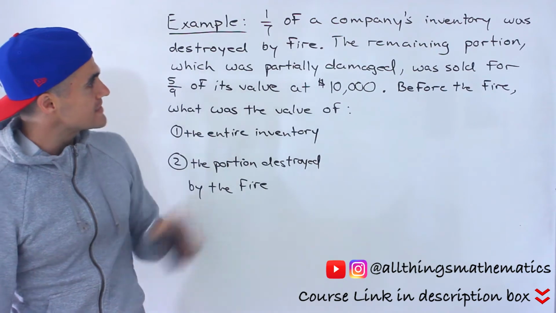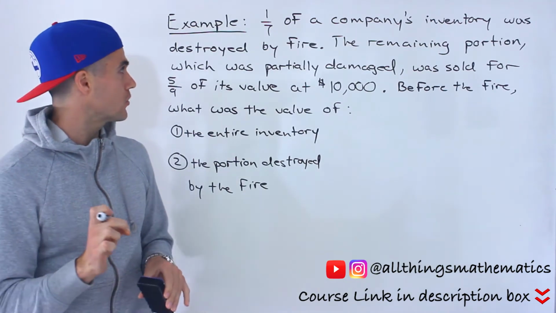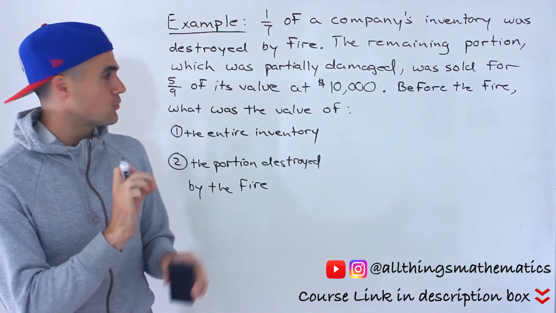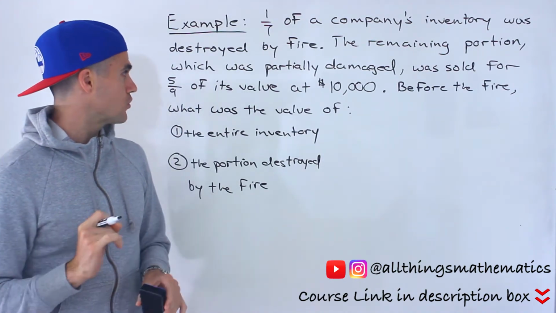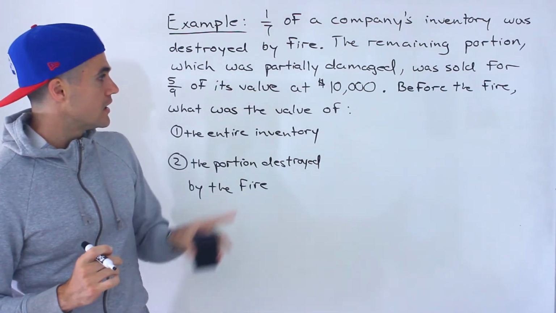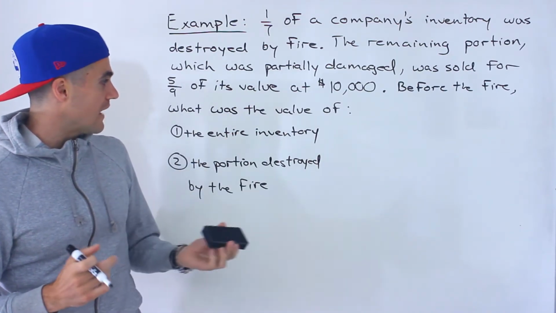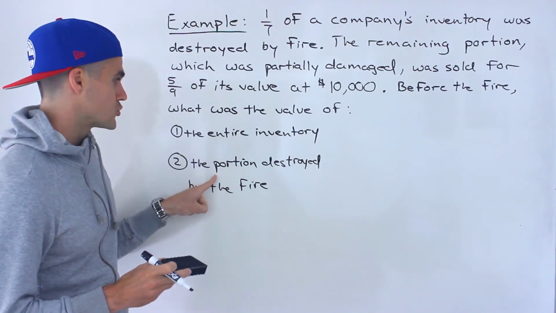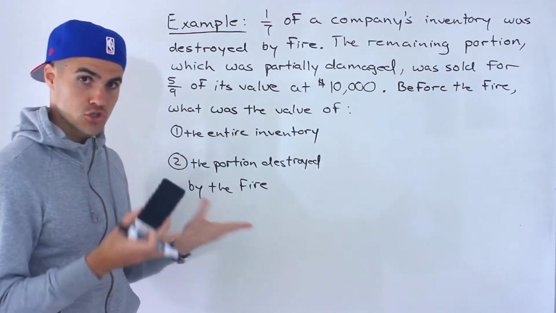We're told that 1/7 of a company's inventory was destroyed by fire, and that the remaining portion, which was partially damaged, was sold for 5/9 of its value at $10,000. Before the fire, what was the value of number one, the entire inventory, and then number two, the portion destroyed by the fire?